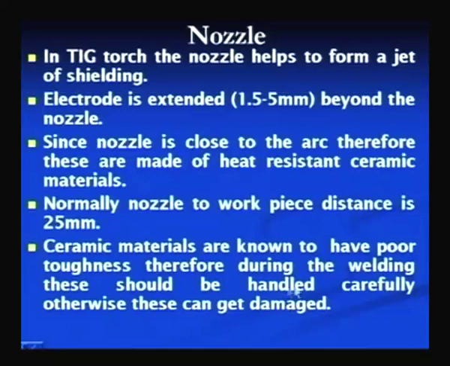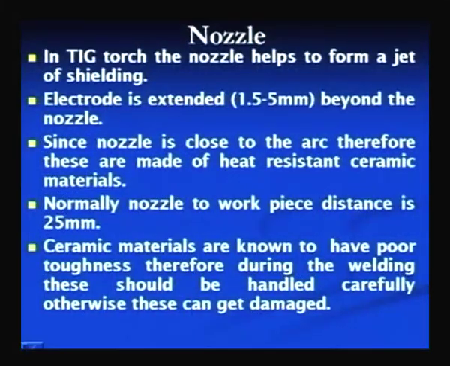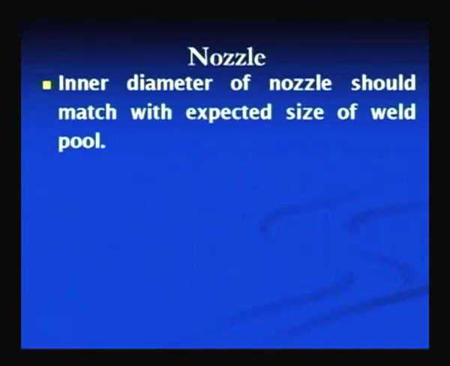In practice, the nozzle is damaged gradually by chipping off small pieces, and also by the heat of the arc. And the gradual damage leads to the reduction in size and change in shape of the nozzle, which adversely affects its ability to form a firm jet around the weld pool and around the arc. That is why it is frequently required to change the nozzle at regular intervals.